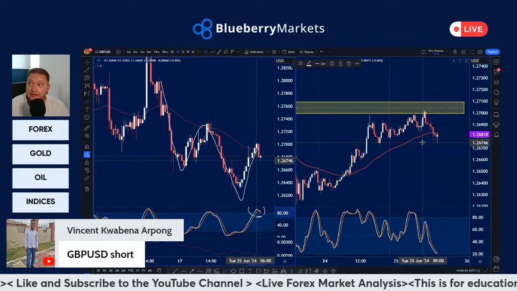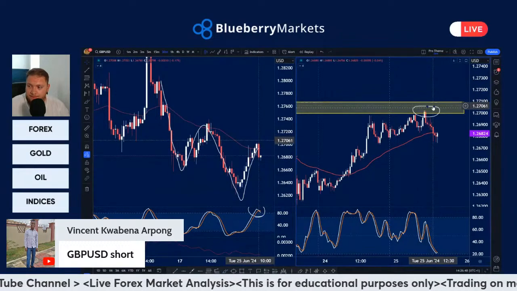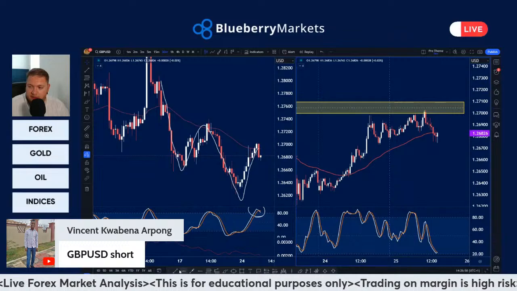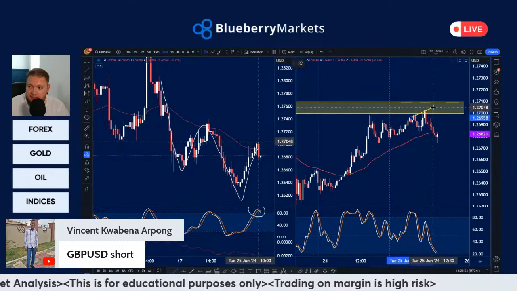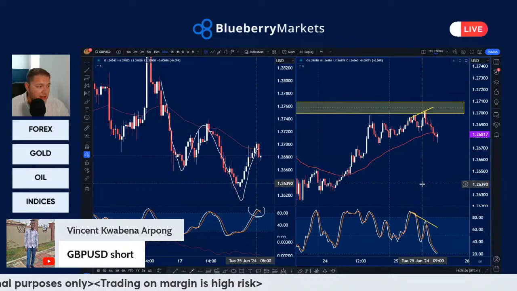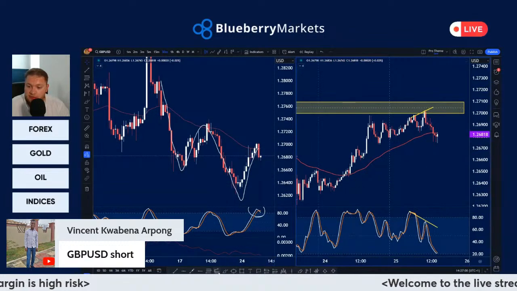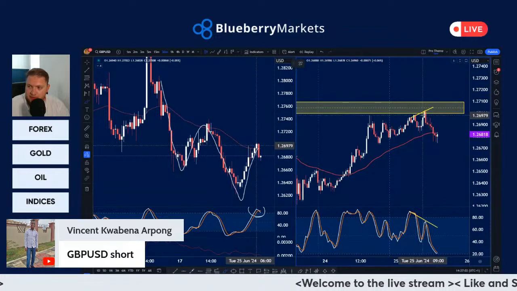So you can just add this as a checklist. We've got price rejecting volume. And we have divergence. So the market is making higher highs, right? And the stochastic is making lower highs. All good conditions for ideas to get short. So yeah, I like pound US dollar short.